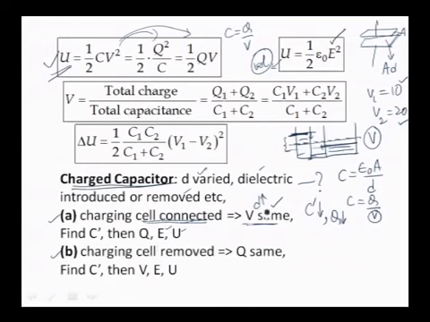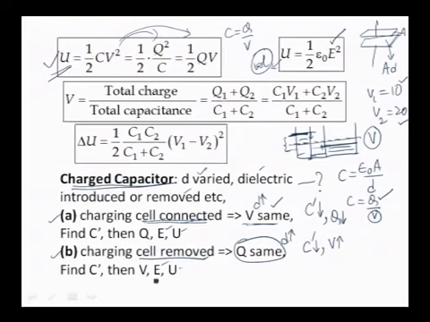Similarly, any other thing, dielectric introduced and all. And now if the charging cell is removed, the charge cannot go anywhere. So now you should use the condition Q same. Now if D is increased, with the same condition given, C dash has decreased because D has increased. That part is same. But now Q should be same, and in this equation Q is same, and C and V are inversely proportional. So if C decreased, V should have increased. So potential should have increased.